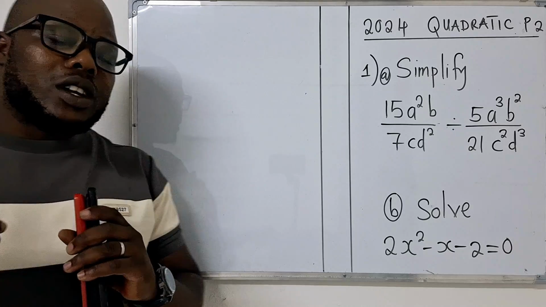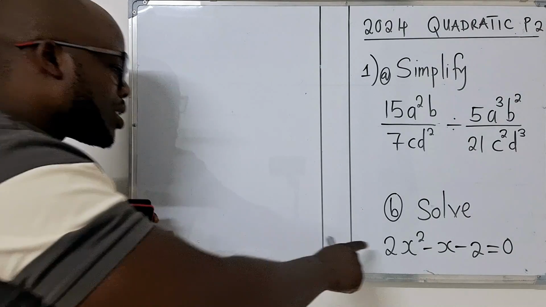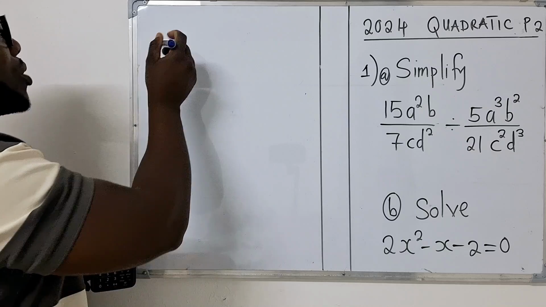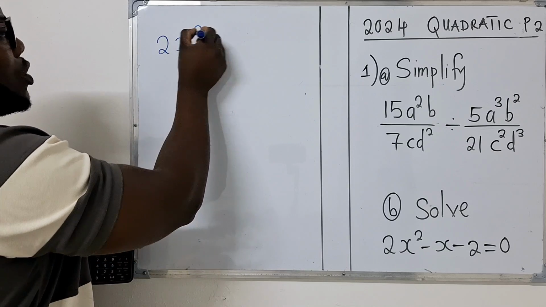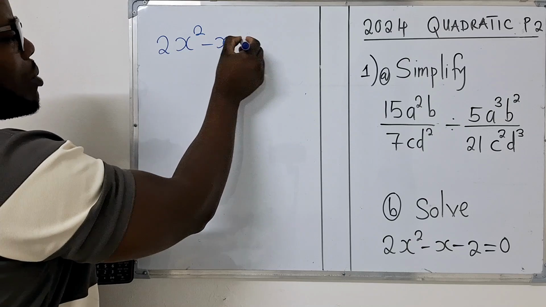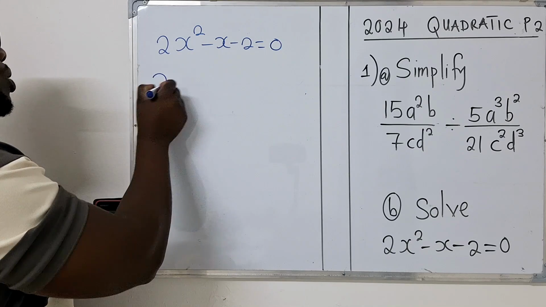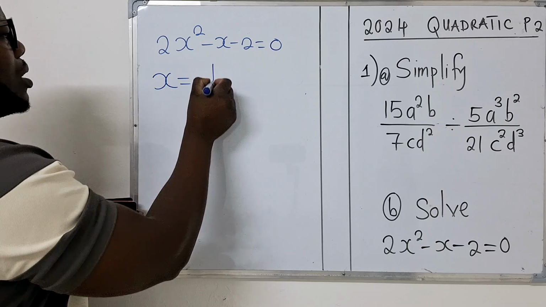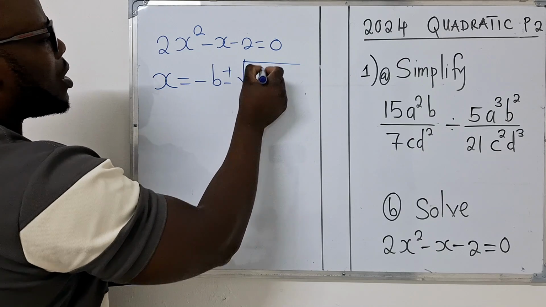All right, so for question 1b, we are going to solve this quadratic equation using the quadratic formula. So it is 2x power 2 minus x minus 2 is equal to 0. The quadratic formula looks like this. This is the quadratic formula. Of course, you are given this formula.